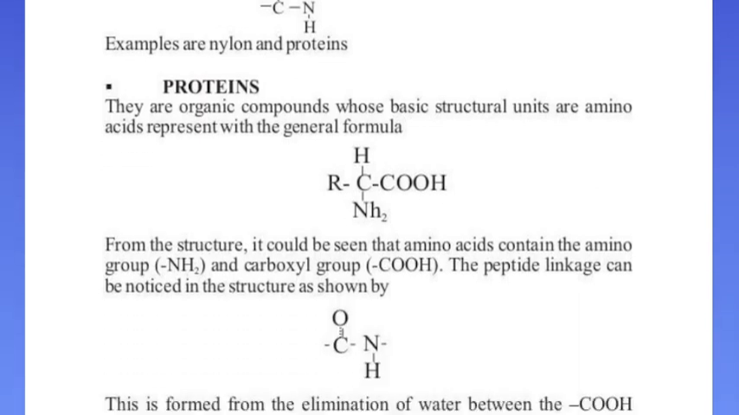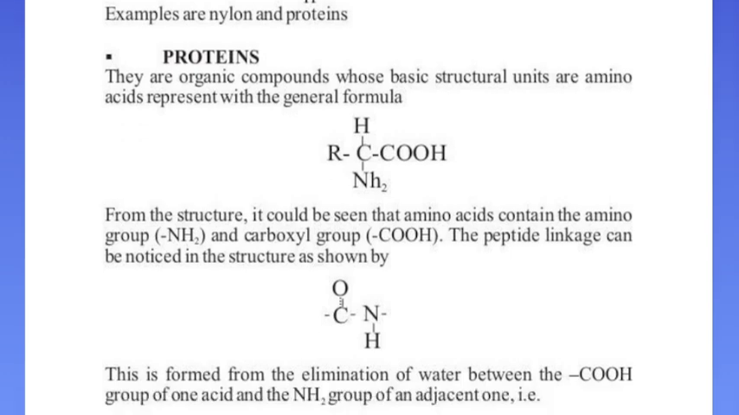Proteins are organic compounds whose basic structural units are amino acids. So once you are asked the monomers of protein, the monomers are amino acids. Amino acids are basically made up of a central carbon which is attached to an amine group, a carboxylic group, hydrogen, and then an alkyl group. From this structure, it could be seen that amino acids contain the amino group and carboxyl group.